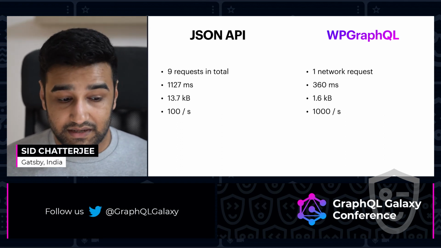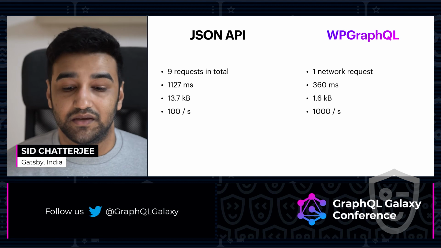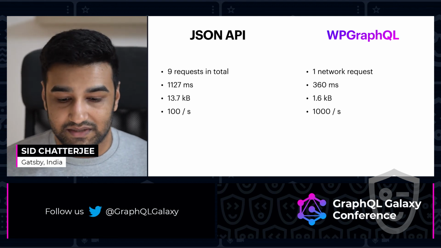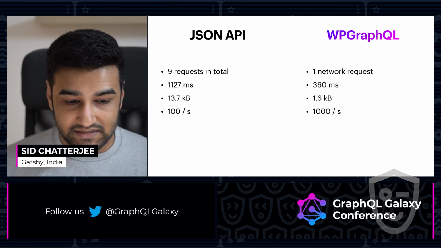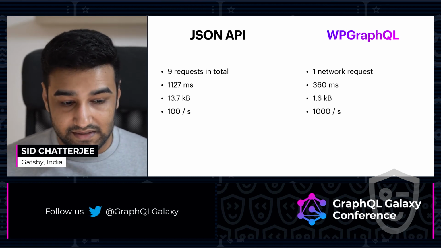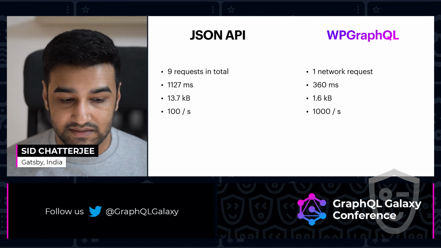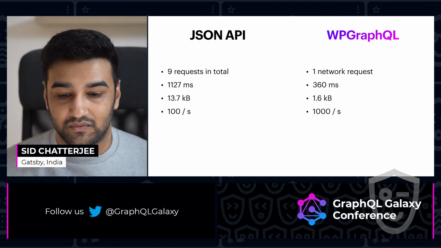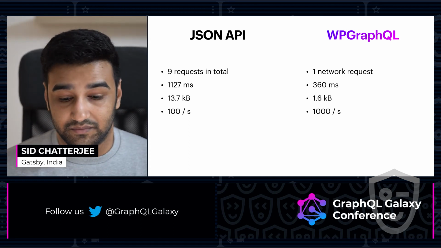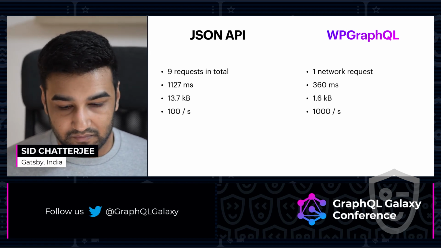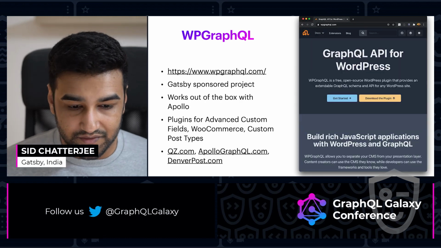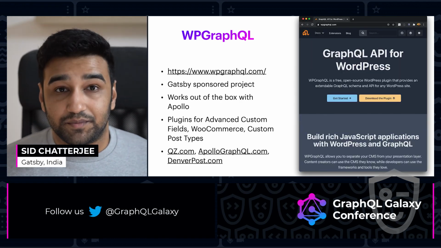For the JSON API, it downloaded 13.7 KB, whereas for our GraphQL request, it downloaded 1.6 KB, right? And I ran some load tests. I was able to hit the REST API for about hundreds of requests in a second, whereas the GraphQL API, I was able to hit about 1,000 per second. That's roughly a 10x. Well, not roughly, that is a 10x difference. So yeah, that's what WP GraphQL is.